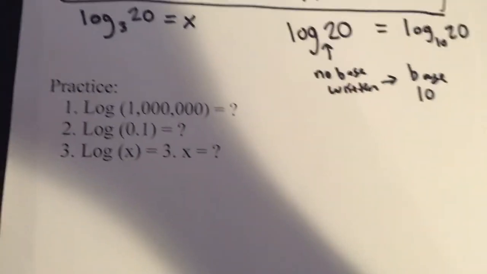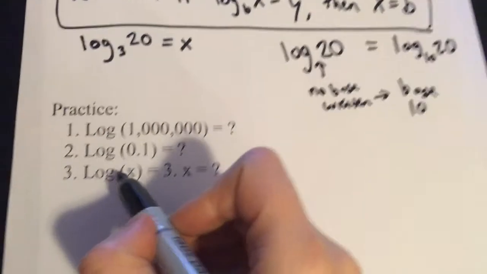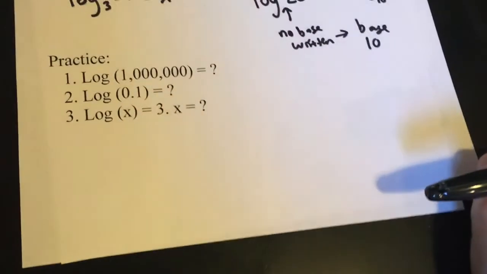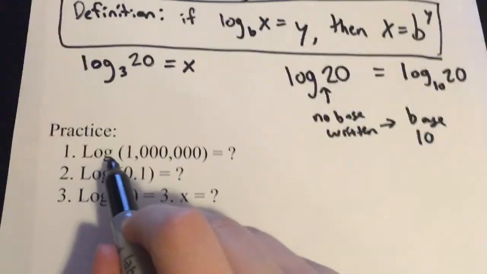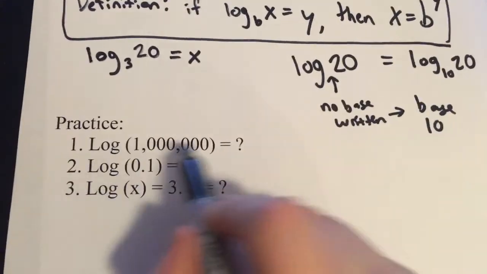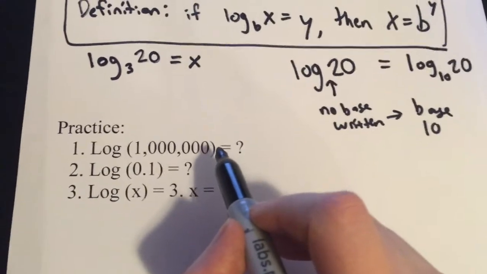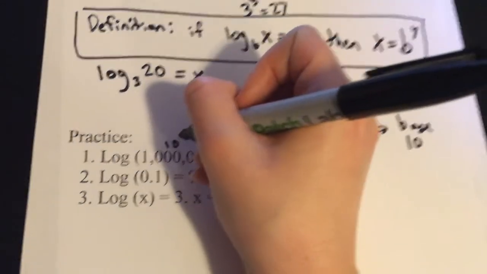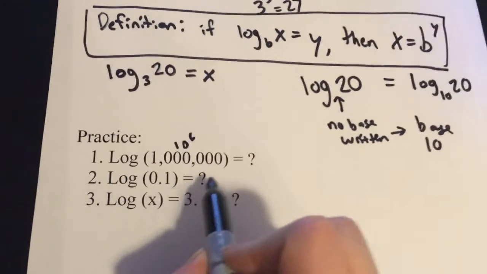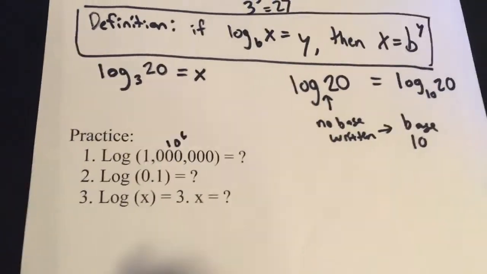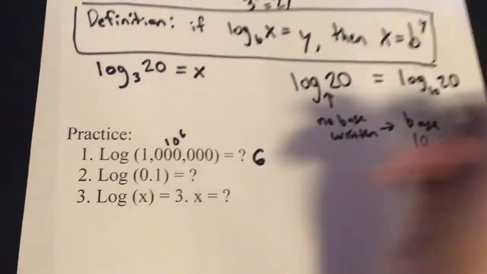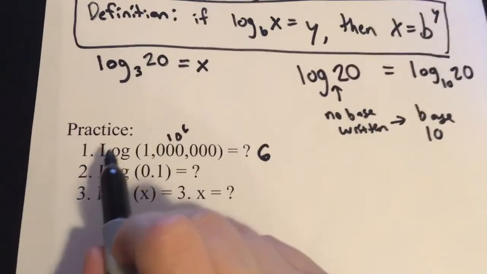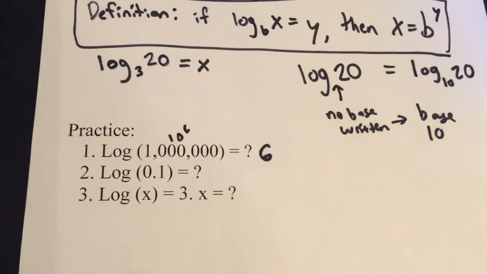All right, let's do this. None of these have a base written in, so that means they're all base 10. So we have 10 to what power gives us a million? Well, a million is really 10 to the 6th. So 10 to what power gives us 10 to the 6th? Well, we know that 10 to the 6th power gives us 10 to the 6th. So the answer here is 6.